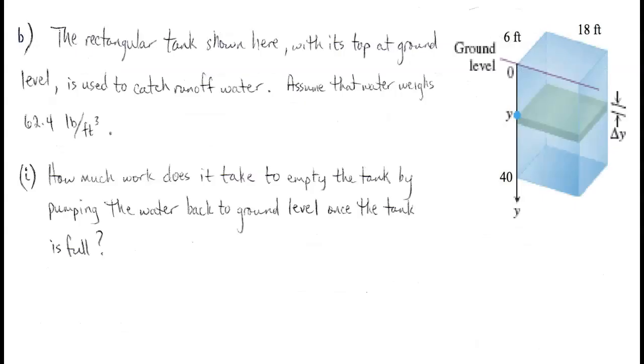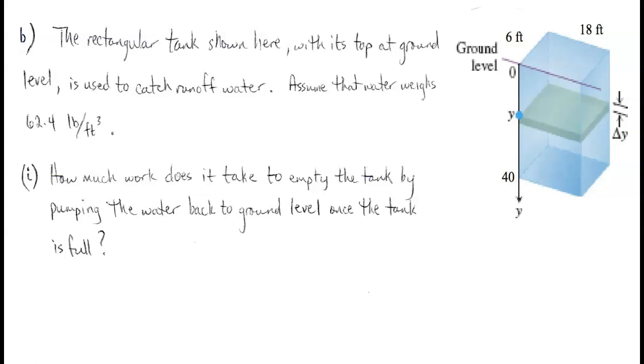All right, so for our second example, we have a rectangular tank that's shown here with its top at the ground level, and this tank is used to catch runoff water. And we want to assume here that water is weighing 62.4 pounds per cubic foot. And so the first thing that we're asked to do here is to find out how much work does it take to empty the tank by pumping the water back to ground level, okay? So we assume that the tank is full and we want to pump all the water out.